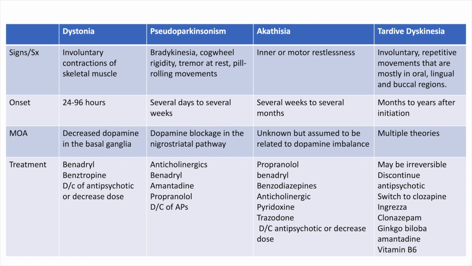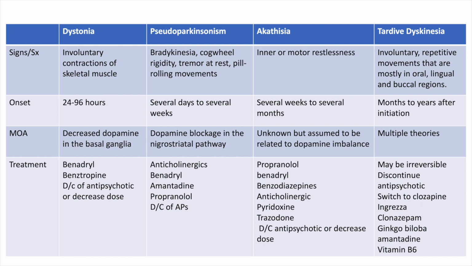This includes the bradykinesia, shuffling feet, cogwheel rigidity, tremor at rest, and pill rolling movements. And this is caused by dopamine blockade in the nigrostriatal pathway. And this same thing, due to dopamine blockade, we treat it with anticholinergics, Benadryl. Amantadine is a dopamine agonist, so it can kind of replenish that dopamine.